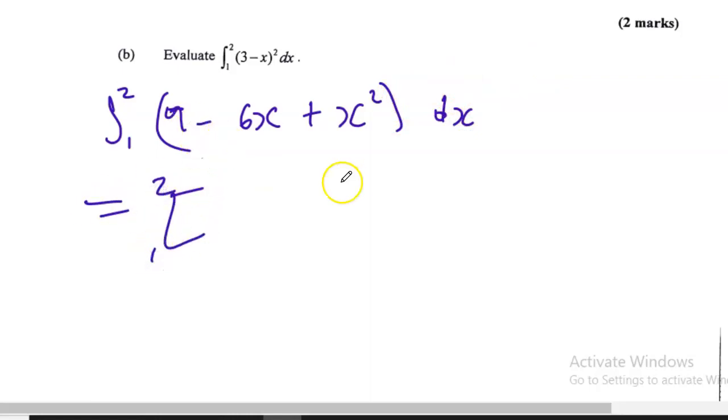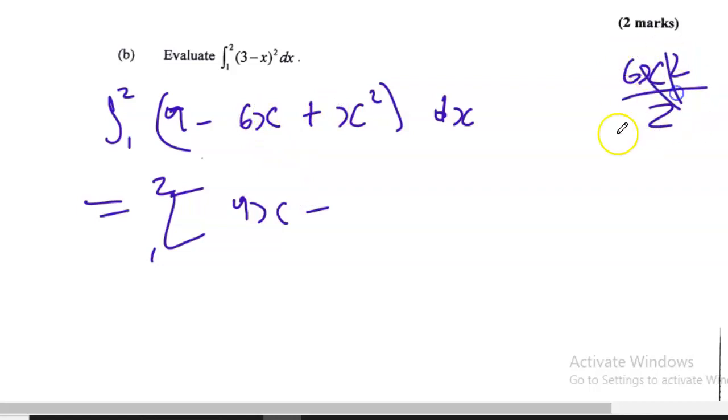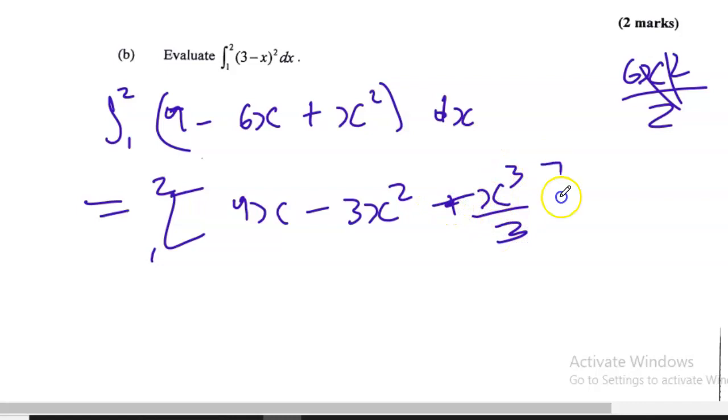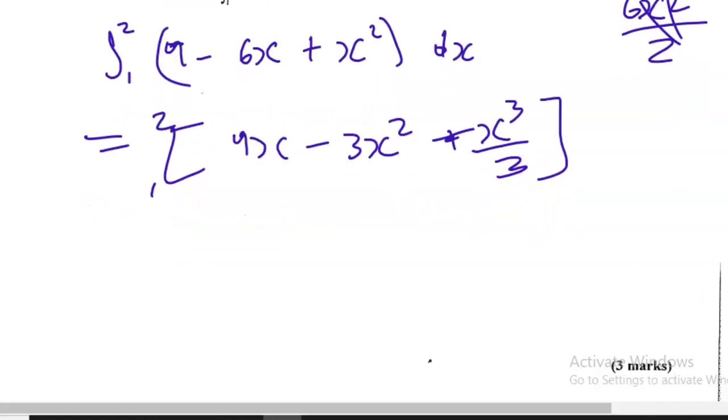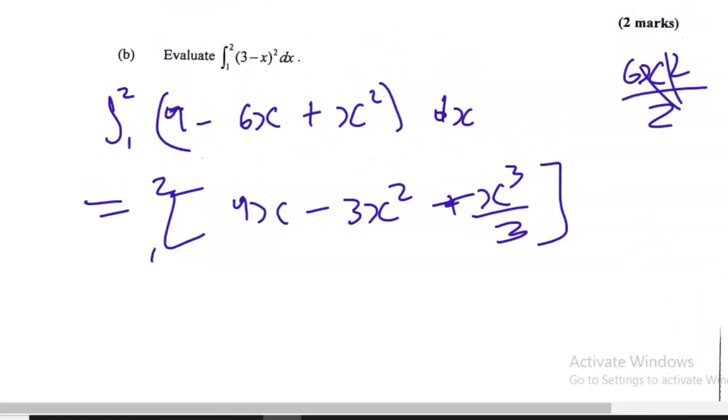So integrate 9, we end up with 9x. Integrate 6x, well, 6x squared over 2, that's 3x squared. And integrate x squared, that's x cubed over 3. So we add 1 to the power and divide by the new power there, right? So next step is to form 2 brackets. In the first bracket, we're going to replace x with 1.